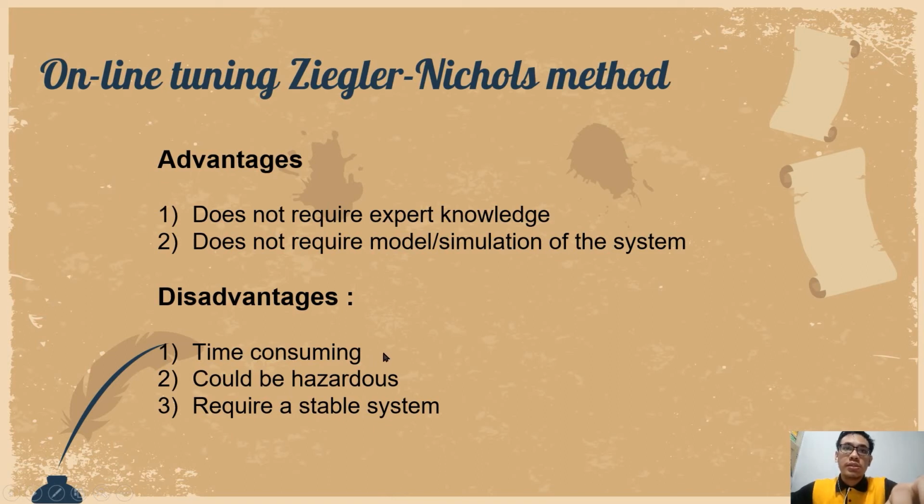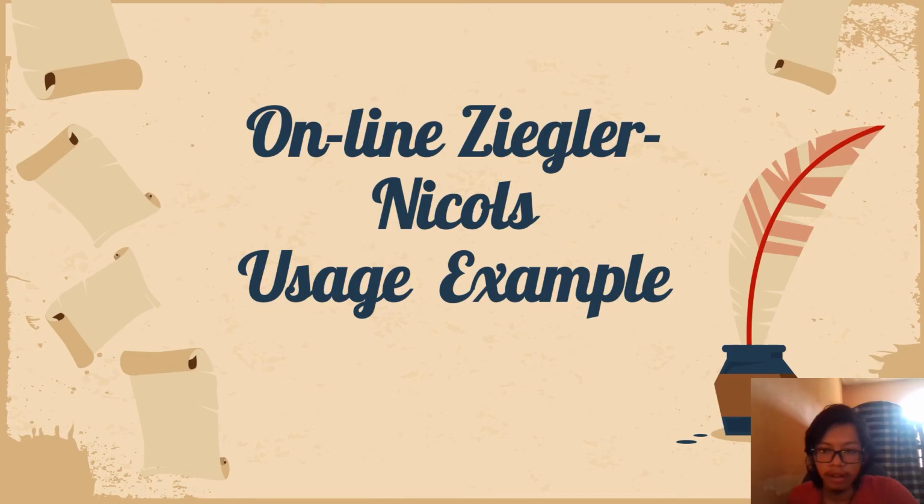Next, it could be hazardous if an external disturbance or process change occurs during the test, because in many applications, continuous cycling is objectionable since the process is pushed to the stability limit. And lastly, it requires a stable system. It is not applicable for an unstable system because the closed loop system is unstable at both high and low values of Kc.